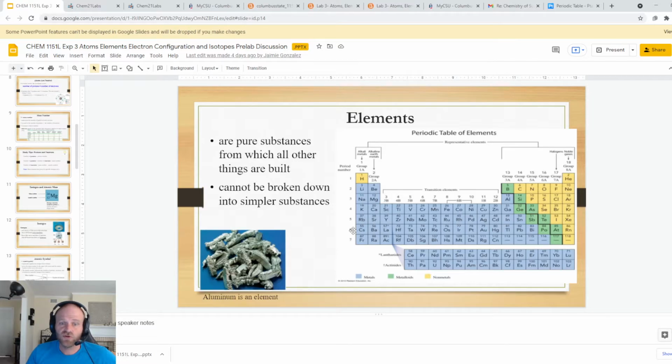Elements are pure substances. They cannot be broken down into simpler substances. Pretty much, if it's on the periodic table, you can't break it down anymore. There are subatomic particles, but if I remove one of the protons, it becomes a whole other element entirely. That really doesn't happen outside of nuclear reactions. Okay.